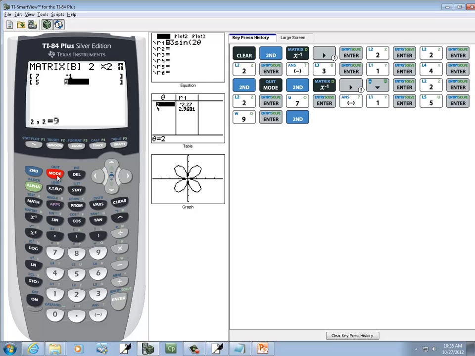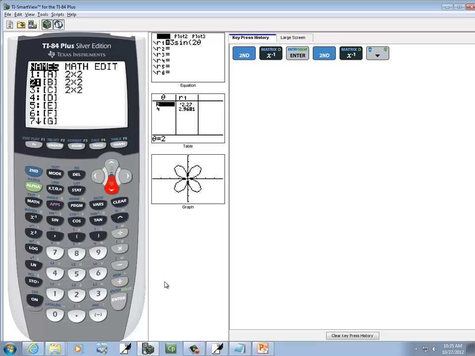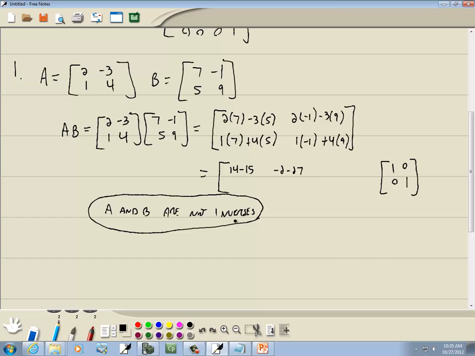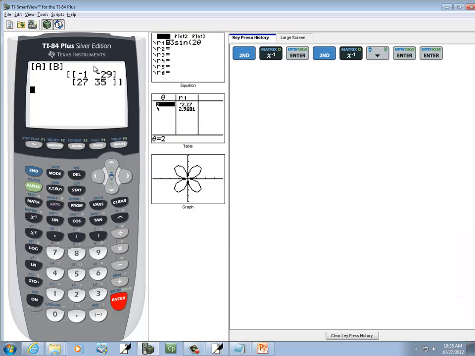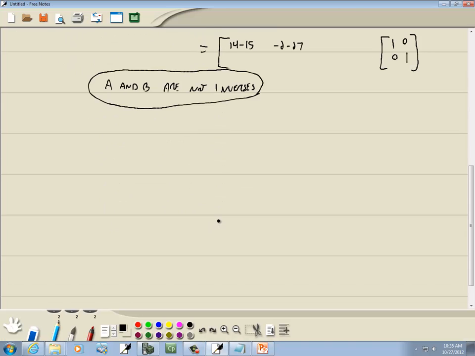Exit out, second mode. Now we're going to multiply the 2 together. So go into matrix menu, enter on A. Go back in my matrix menu, second x to the negative 1. Down arrow to B and press enter, and enter again. We see we're getting negative 1, negative 29. And again, it's not a diagonal of 1, 0, 0, everywhere else. So again, they're not inverses.